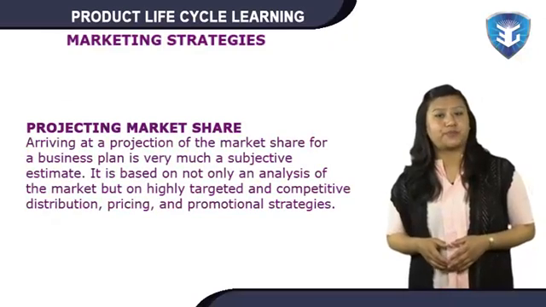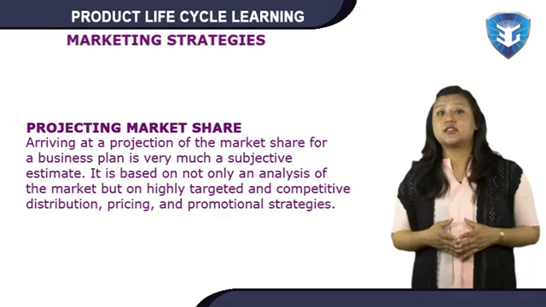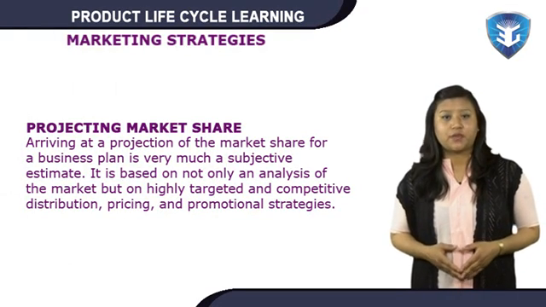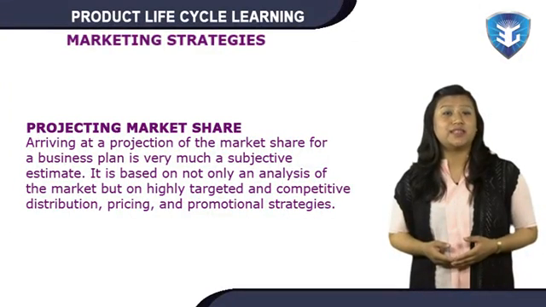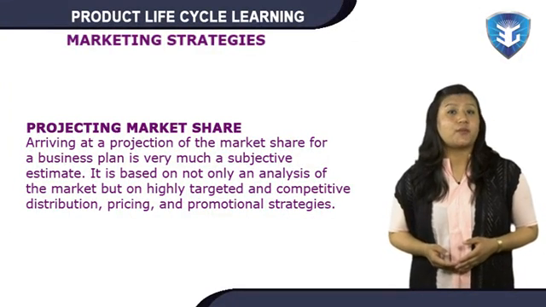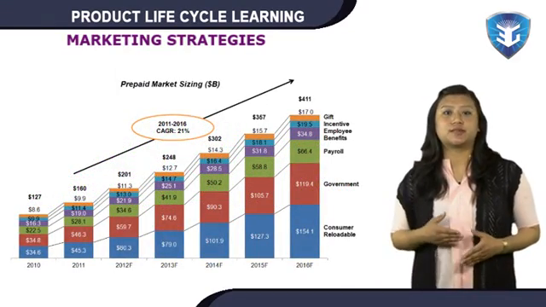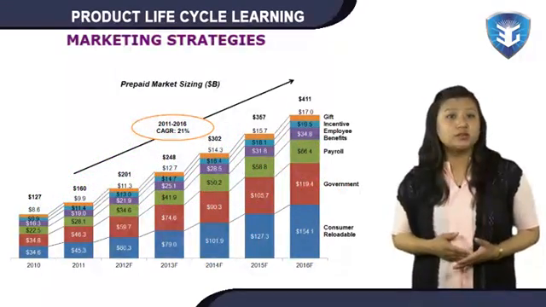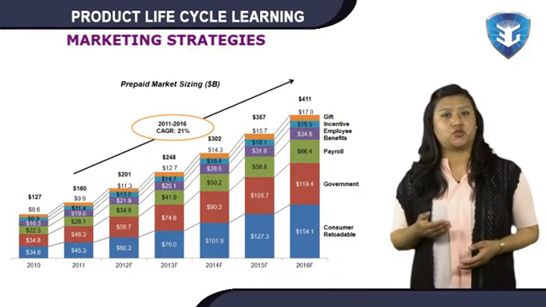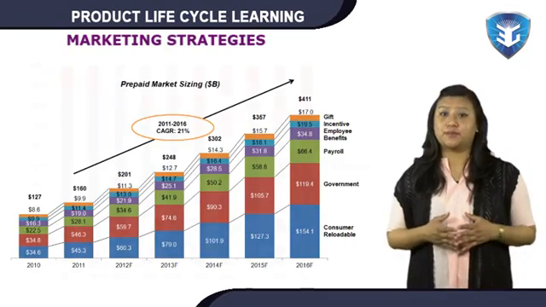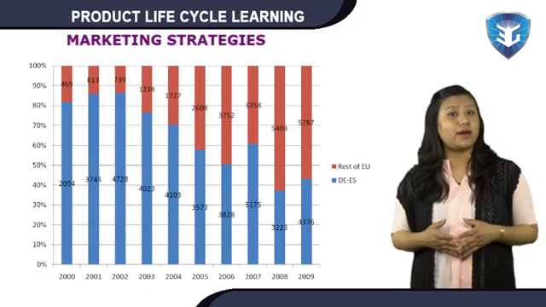Projecting market share. Arriving at a projection of the market share for a business plan is very much a subjective estimate. It is based not only on an analysis of the market, but on highly targeted and competitive distribution, pricing, and promotional strategies. For instance, even though there may be a sizable number of premium Pilsner drinkers to form the total feasible market, we need to be able to reach them through a distribution network at a price point that is competitive, and then we have to let them know it is available and where they can buy it.